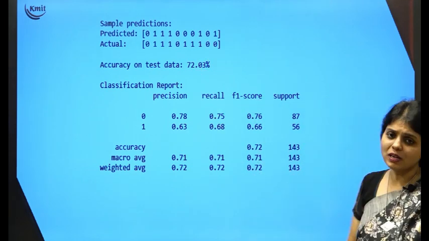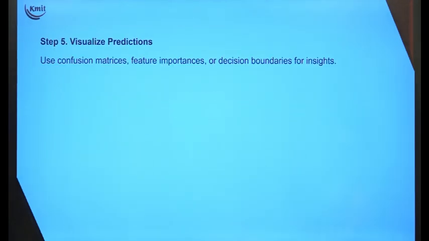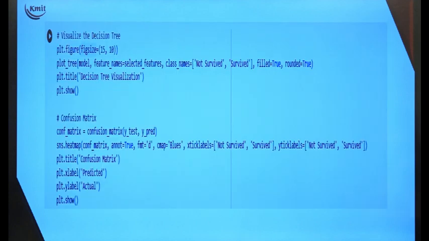Okay, this is how I print my classification report. Once I am done with this, I'll go for some visualizations. Here you can use confusion matrix, you can print important features, you can have different visualizations depending on what you want to access. Okay, so here I want to visualize the decision tree.